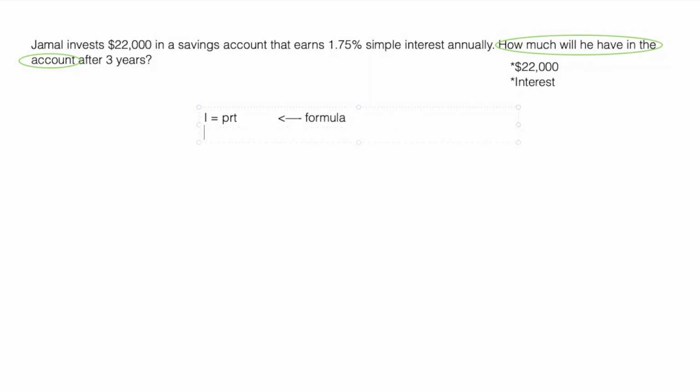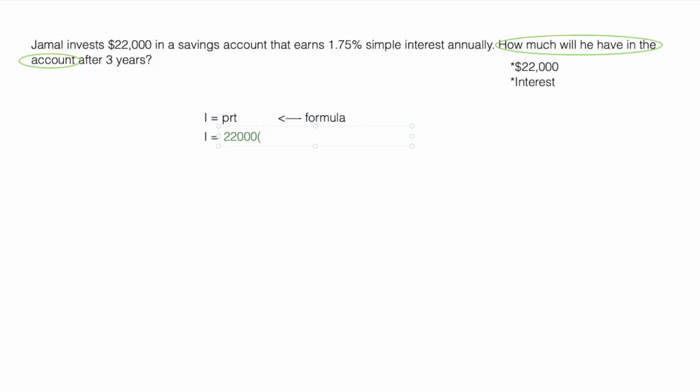Okay, awesome. Now what, Channing? Substitution. Yeah, we need to do that substitution step, where we plug in the known values into our formula. Cool. So what do we know, Channing? So I equals... I is the interest. We don't know it, so we'll leave it as I. P is the principal, 22,000. $22,000 is the amount that we originally invested. It is the principal. So then put a parentheses because it's times.